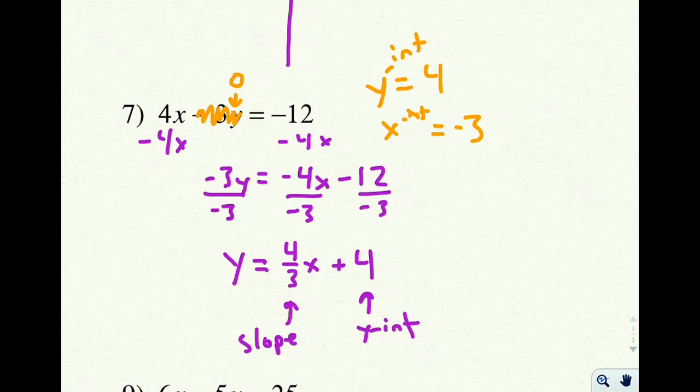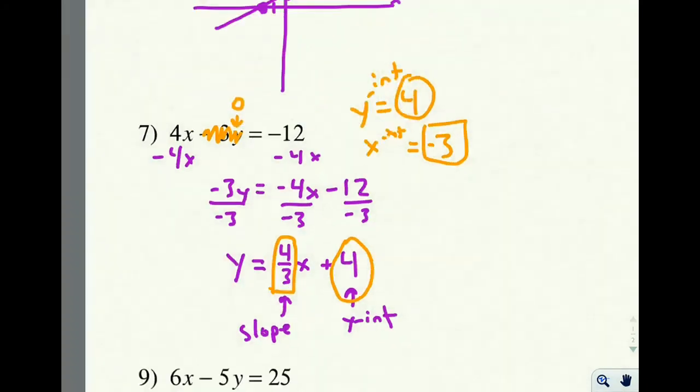So there's 2 ways to go about it. You can see that the y-intercept is 4 on both of these. On this one I have the slope, which is a different piece of information than the y-intercept. That's why those numbers are not the same, because it's different information.